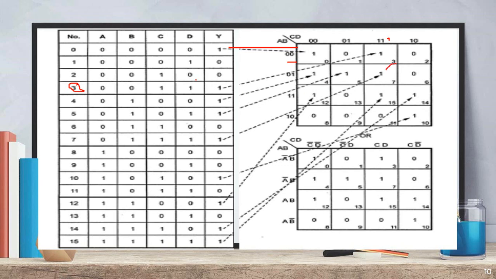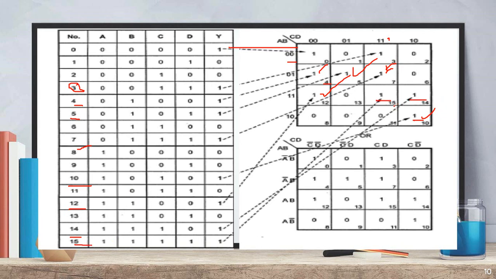Next we have 4. So 4 is somewhere here. So this one is 1. Then we have 5. So wherever 5 is, this one is 1. Next we have 7. So this is 7, so this is 1. Then we have 10. So where it is 10, yeah, this is 10. So you can write here. Then we have 12. So 12 is somewhere right here. And the last, 14 and 15 both are present. 14 and 15 are these portions.